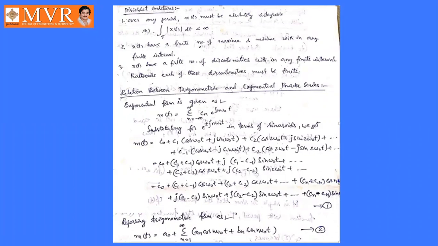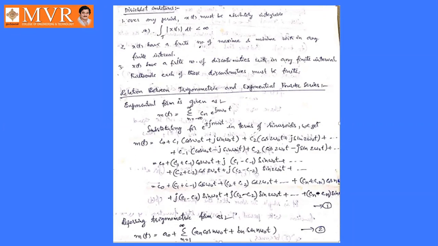It means that integral of mod x of t dt is less than infinity. It must be some finite value. Then only it is absolutely integrable over any period. That is, the integral of mod x of t dt must be less than infinity, some finite value. That is the first condition.